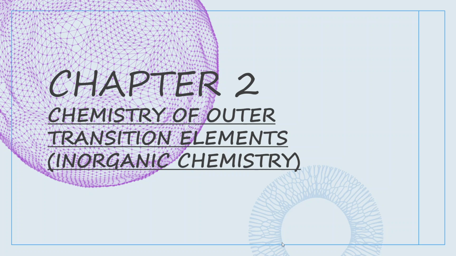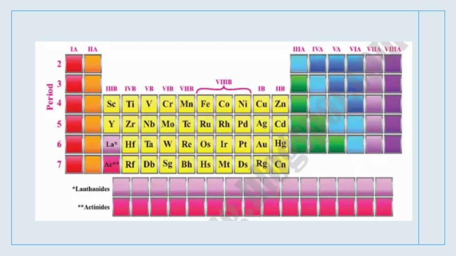This is chapter 2, which is part of inorganic chemistry, and it is the chemistry of outer transition elements. Transition elements belong to the D block of the periodic table. This is the periodic table, and we know that the S block is located on the extreme left of the periodic table. P block is located on the extreme right of the periodic table. And between S and P block we have the D block, which means that D block is in the middle of the periodic table.